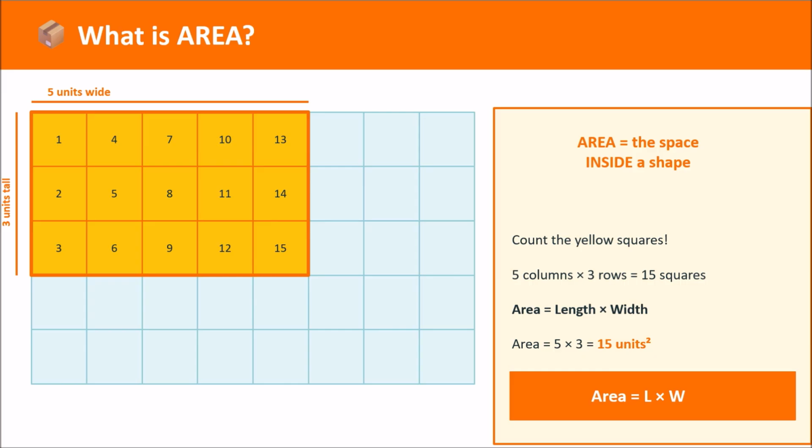But there is a shortcut. Instead of counting every single square, you can also multiply like this. Area can be found by multiplying the length and the width. Here we have 5 units and 3 units as length and width. Am I right? So you can multiply 5 times 3, which gives you 15 square units.